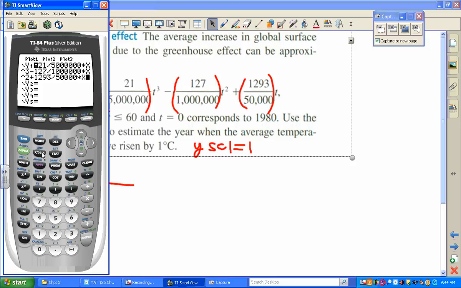All right, now let's see, window 0 to 60. You don't want to go by ones. I mean, you don't want 60 tick marks. You go by fives. So that'd be like 1980 to 2040. Finally, estimating the yearly average has risen by.